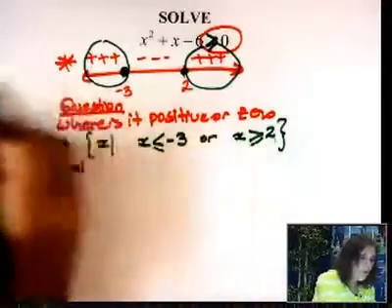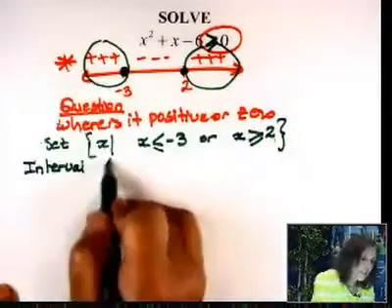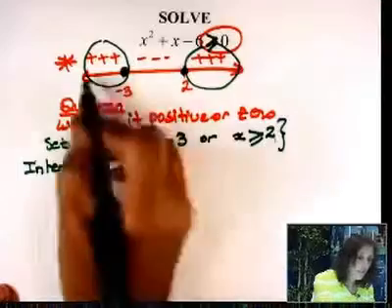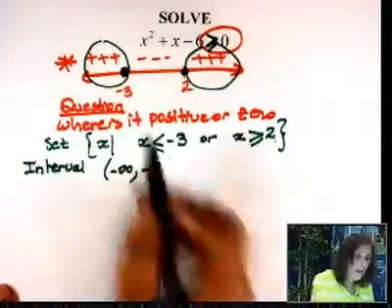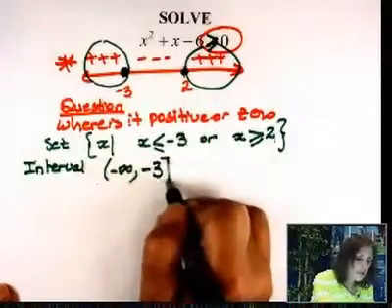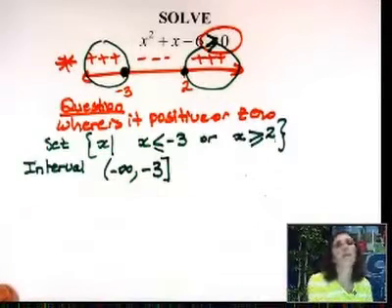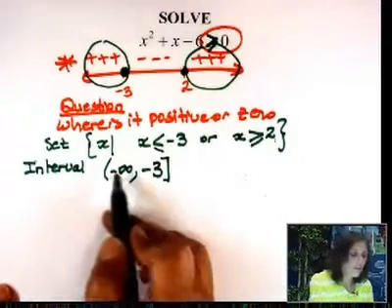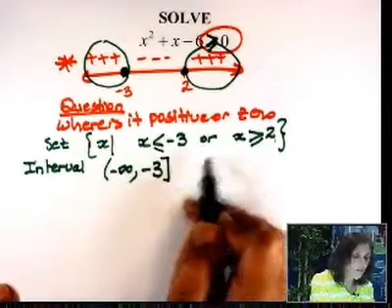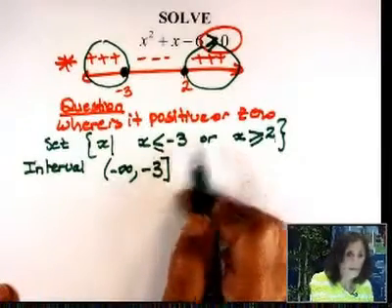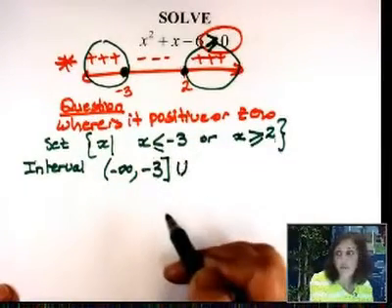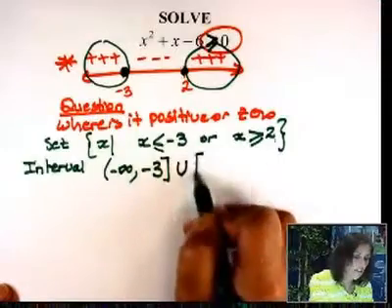It's going to be all the way to the left. That means -infinity to -3. And I want -3. And -infinity never takes a bracket. So -infinity to -3. How do I write "or" in interval notation? Union. Put it together. Union is put it together.